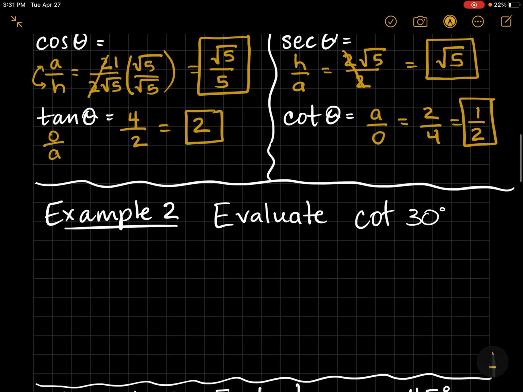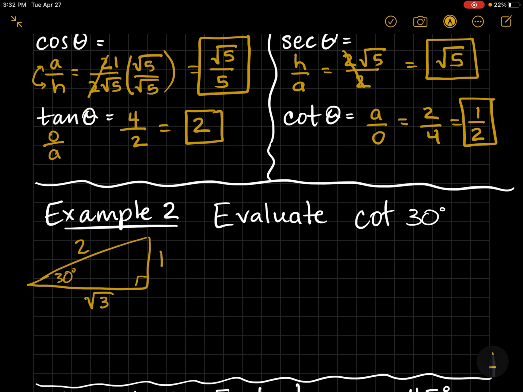Example 2, what is the cotangent of 30 degrees? Well, you are not given a triangle, and that's because you can draw any 30, 60, 90 triangle that you like. Across from the 30 degrees is your short leg, which is 1. The hypotenuse is 2. And the long leg is radical 3.